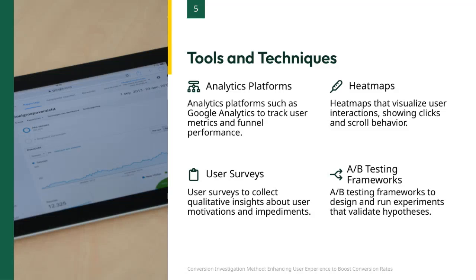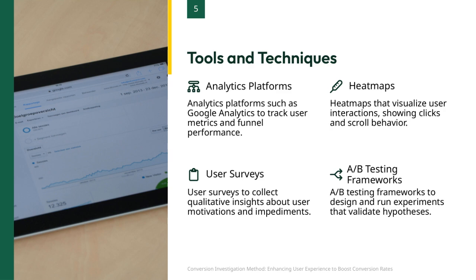When it comes to understanding and improving user experience, there are several key tools and techniques we rely on. First, analytics platforms like Google Analytics are essential. They help us track important user metrics and see how users move through our funnels, giving us quantitative data on performance. Next, heat maps provide a visual representation of user interactions. These maps show us where users are clicking and how far they're scrolling, highlighting areas of high engagement or potential friction. We also use user surveys to gather qualitative insights. These surveys help us understand the reasons behind user behaviors, uncovering their motivations and any obstacles they might face.